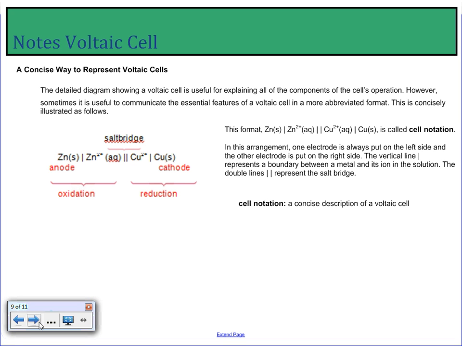In this format, it is called cell notation. In this arrangement, one electrode is always put on the left side and the other electrode is always put on the right side. The vertical line represents the boundary between the metal and its ion in solution, and the double line represents the salt bridge. So cell notation is a concise description of a voltaic cell.